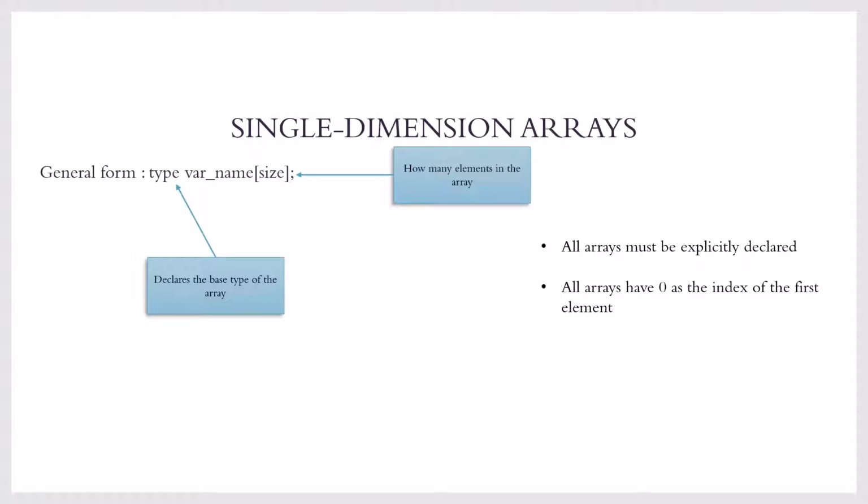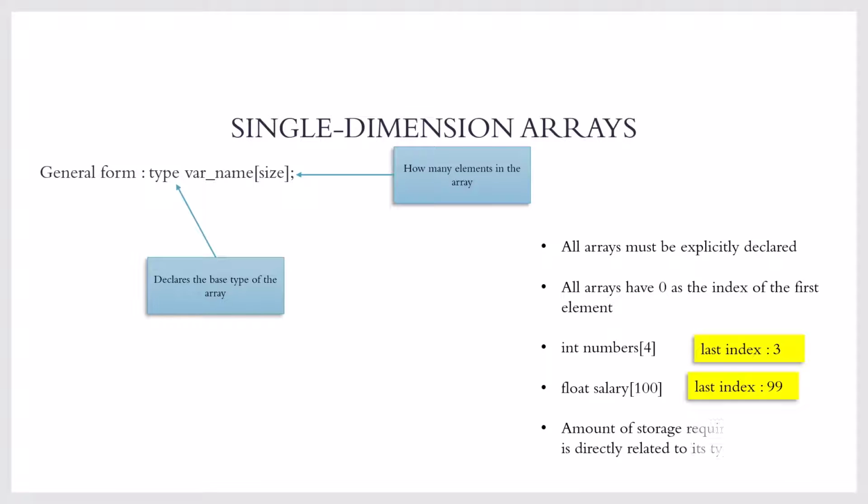All arrays have 0 as the index of the first element, as we saw in the previous slide. So if we have an integer array, numbers, with 4 elements, the last index would be 3, right? Because the first index is 0. Similarly, if you have a float type array of 100 elements, the last index would be 99. Remember, the last index is always one less than the size or the number of elements in the array.